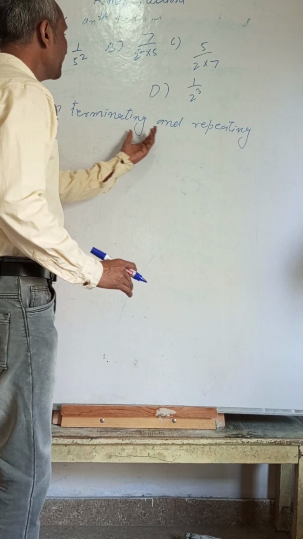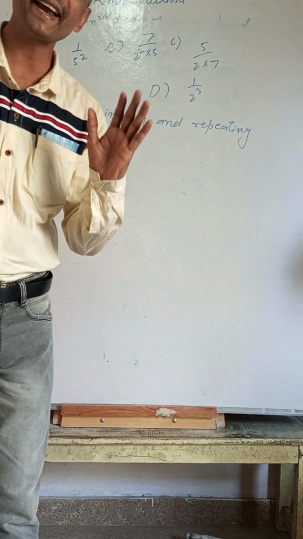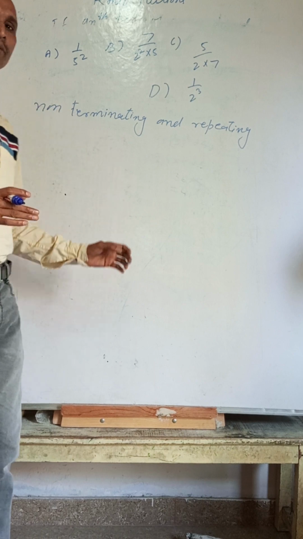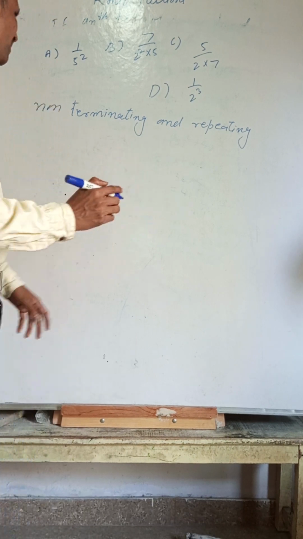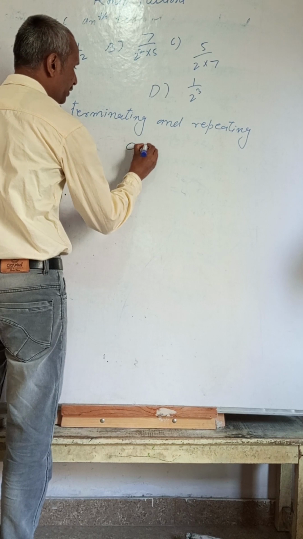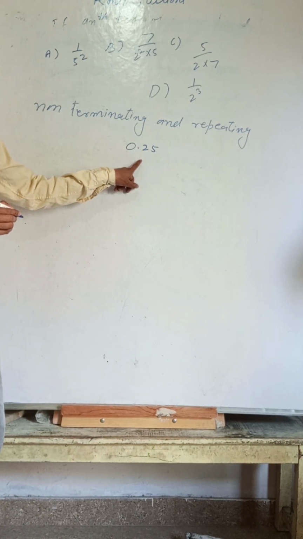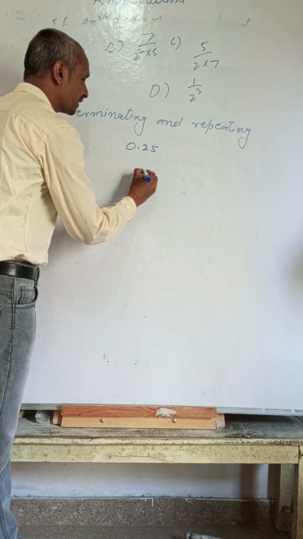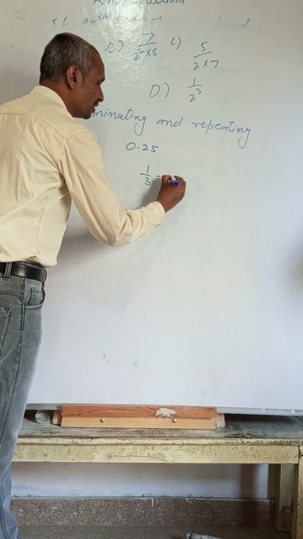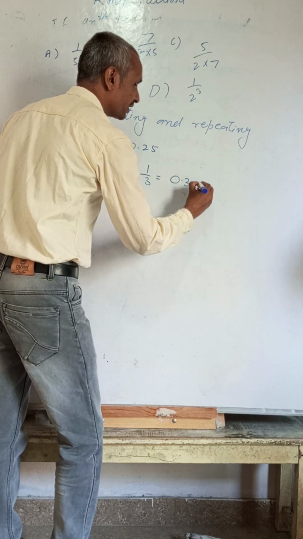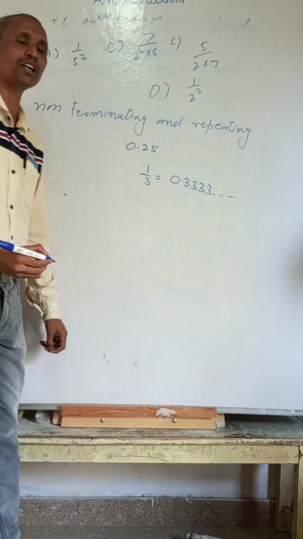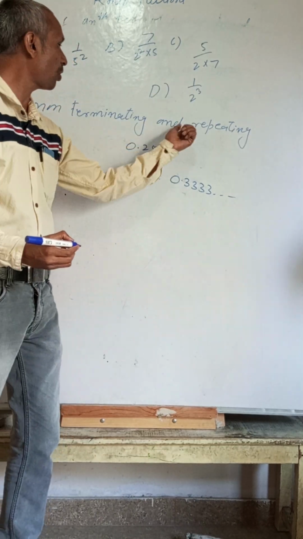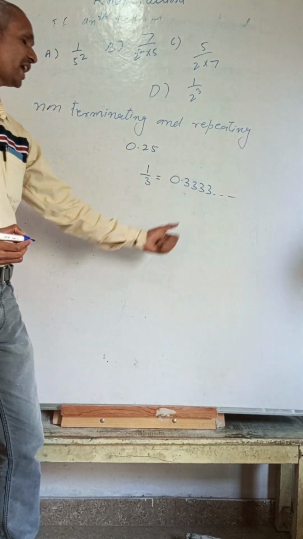We know terminating numbers are those numbers which end after some decimal places. Non-terminating numbers are those which continue. Suppose I write 0.25. This is a terminating number because it ends. Suppose I write 1 by 3, which is equal to 0.33333. It is called a non-terminating recurring number. Recurring means this digit is repeating. But here there are no repeating digits. So like that we are going to find.